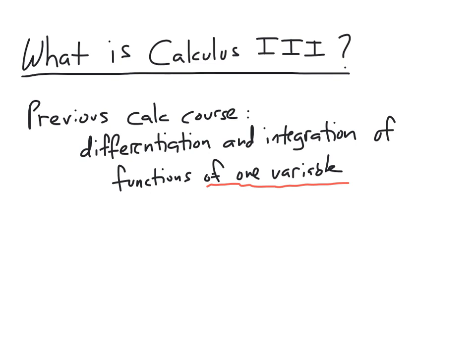So for example, you might take a function like f of x equals x squared plus e to the x sine of x, which is a function of one variable, x. And you can differentiate it, you can integrate it, you can take limits, and do anything else that you did in Calculus 1.